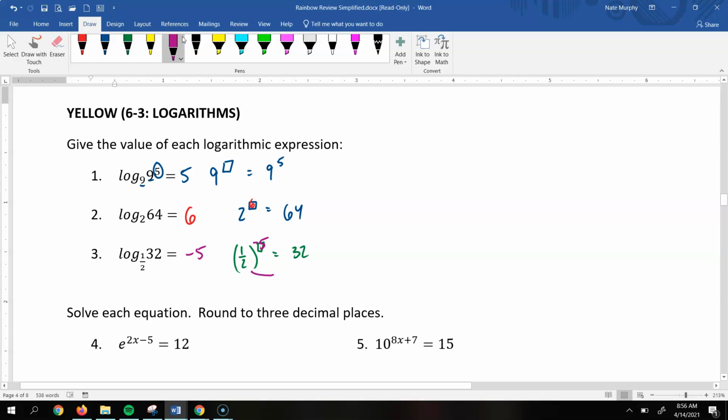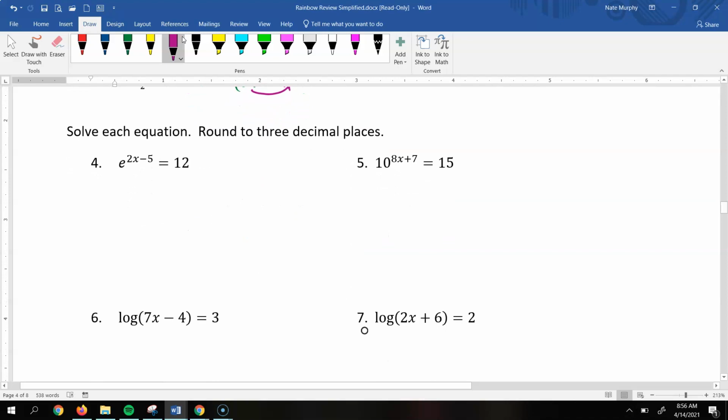So anytime we go from a fraction to not being a fraction, or if this had been just 2 and our answer on the right would have been 1 over 32, so anytime it changes back and forth between a fraction and not a fraction, we know that our exponent's got to be negative. And then you just look at the 2 in this situation and figure out what exponent you'd apply to 2 to get 32.